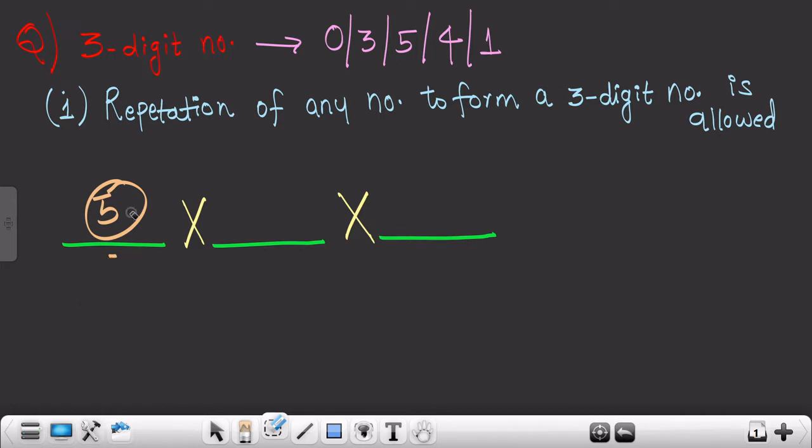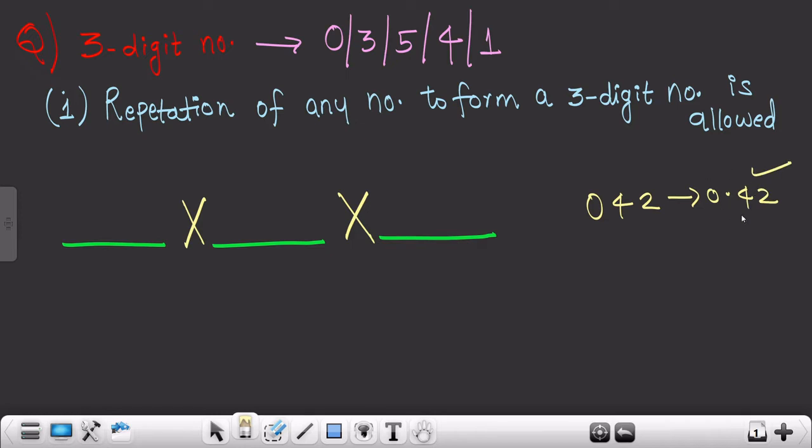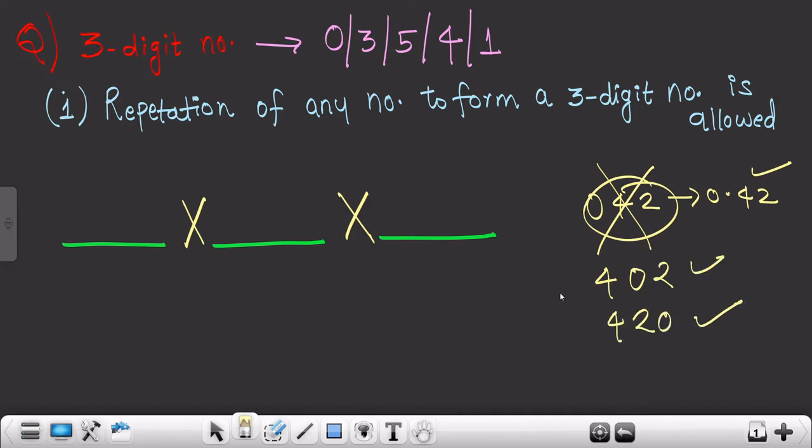You will scratch your heads and ask me, sir, why can't we fill this hundreds place in 5 different ways? My dear student, have you ever heard of a number like 042? You will say no, I have heard the number 0.42. Yes, that is absolutely a correct case, but that is a decimal, and this is an integer, so this is an invalid case. Why? Because 0 will never come in the hundreds place. It may come in the tens place. I hope you are getting my point.